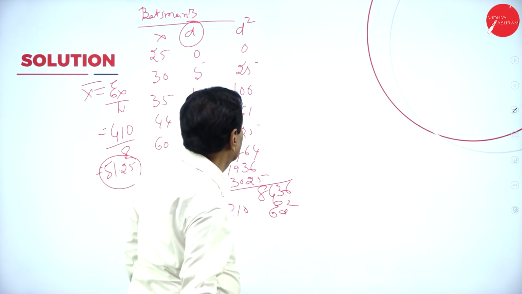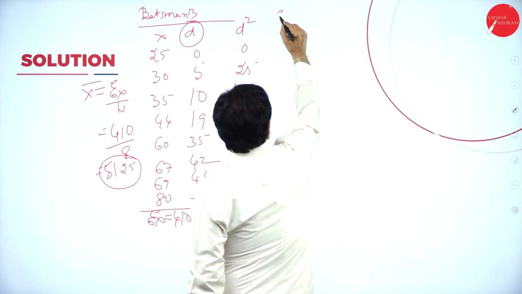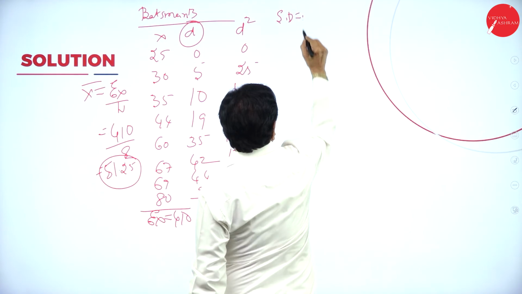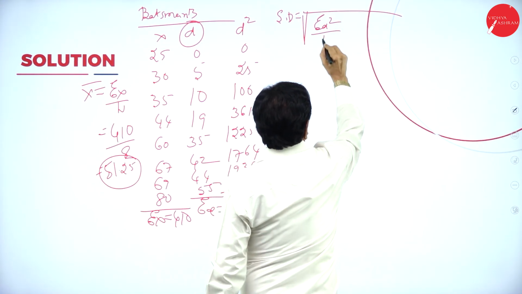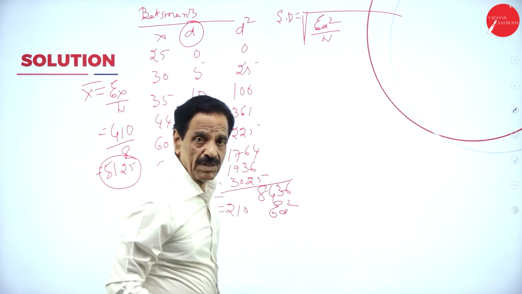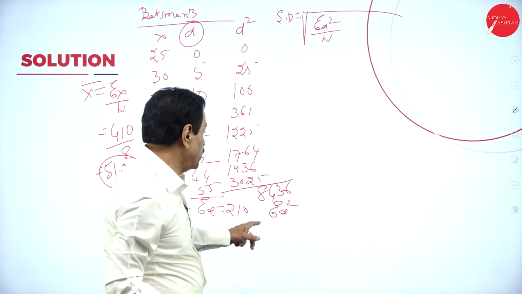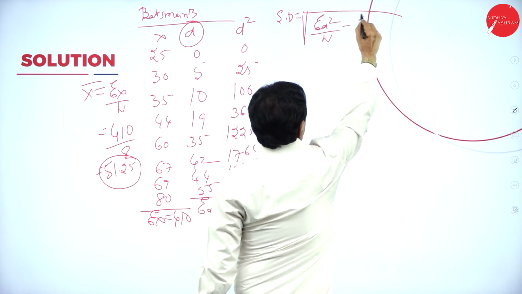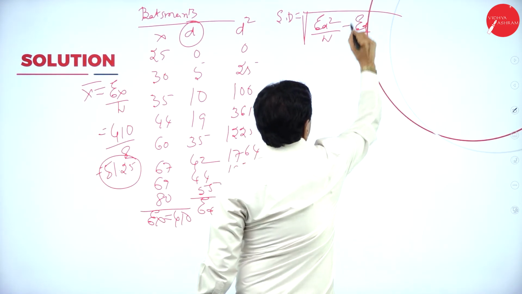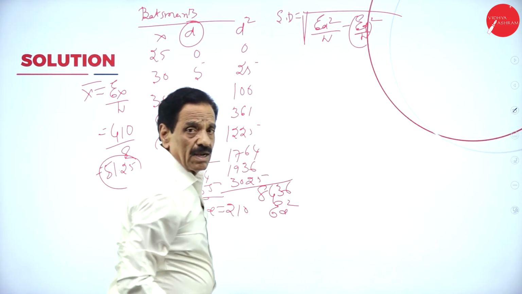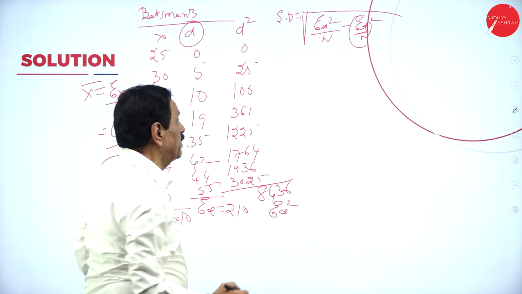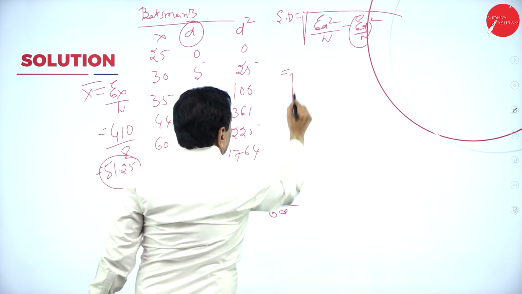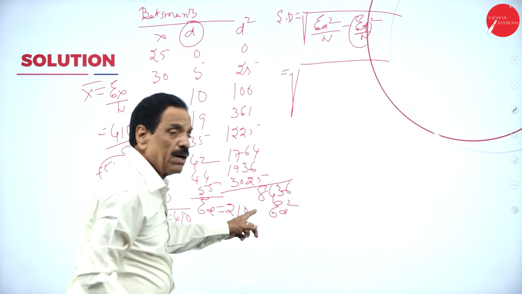Apply now. Standard deviation is equal to root of sigma D square divided by n minus sigma D divided by n whole square. You can see the board now. Sigma D square divided by n, minus sigma D divided by n whole square, is equal to root of, what is sigma D square?